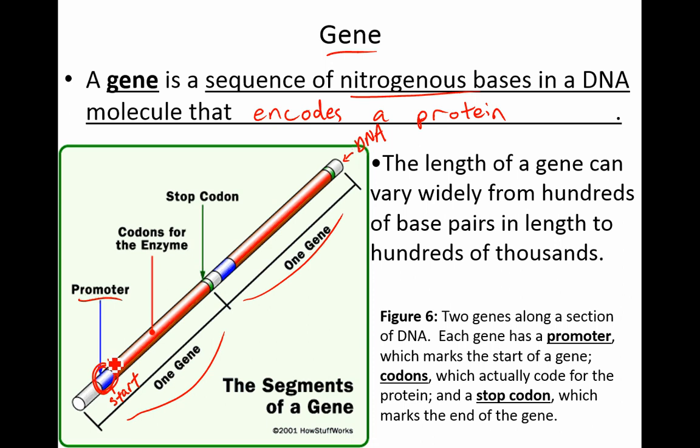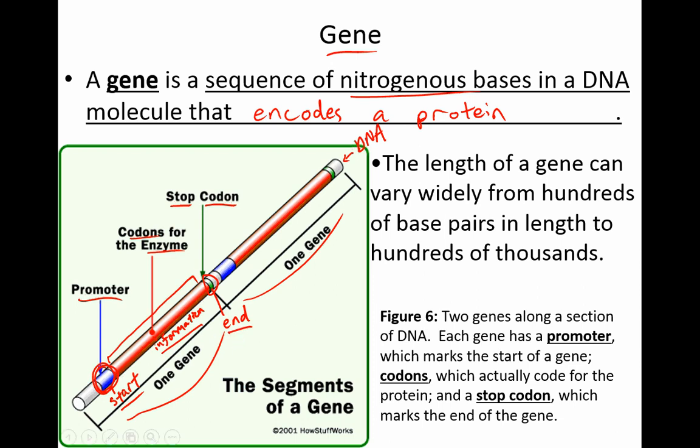The next part of the gene is this red region right there. And this is the actual part of the gene that codes for the enzyme. This is the information, the genetic information. Finally, when you get to the end of the gene, there is what we call a stop codon, and this is a signal to the cell's machinery that the gene has ended. So this represents the end of the gene. So the gene is composed of the promoter region, the coding region, and the end.